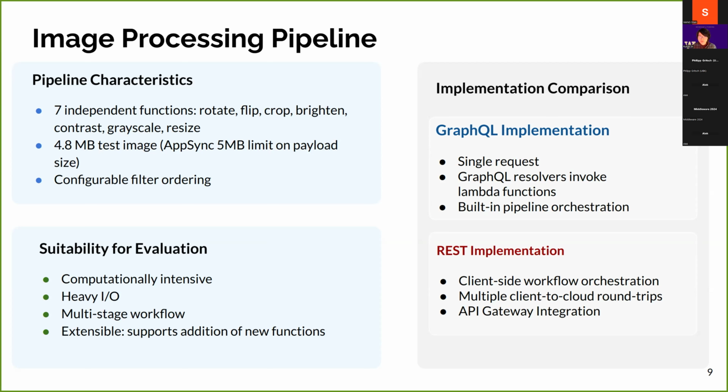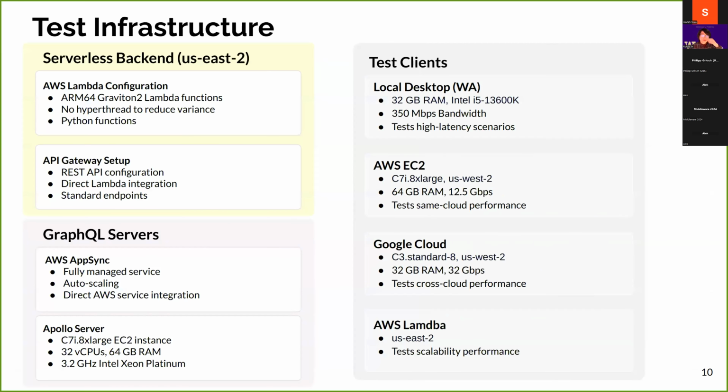Also, for the REST implementation, we tried a slightly different way, with and without API gateway, to look into how that influences our REST application's performance. And when it comes to testing, we have a detailed infrastructure description for our testing environment. It has mainly 3 parts: the serverless backend, the GraphQL servers, and the test clients.